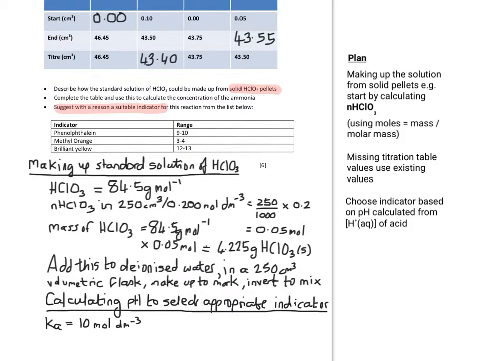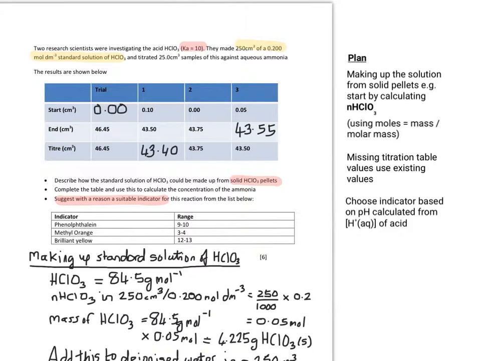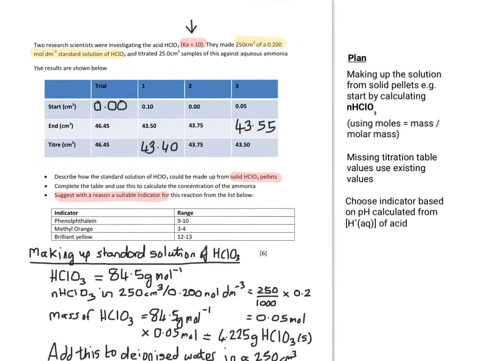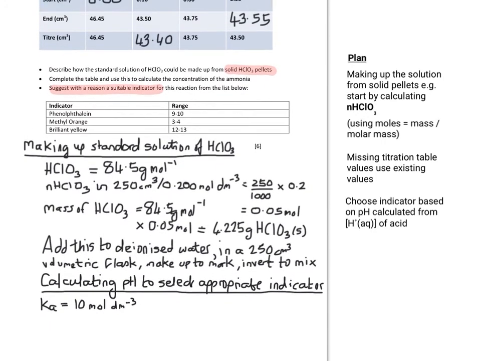So if we look at the question, I'm just going to move it down so you can see. Ka is 10, which I've now highlighted with an arrow just so you can see. So if we move the page back down again, we have a Ka of 10 moles per decimeter to the minus 3. So what we've got to do is work out how to get at the H plus of the Ka expression.